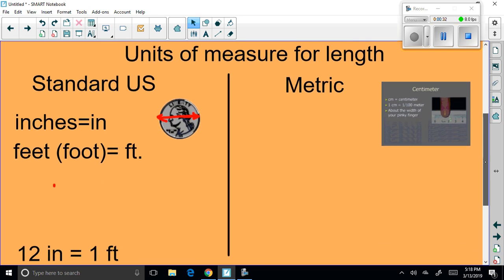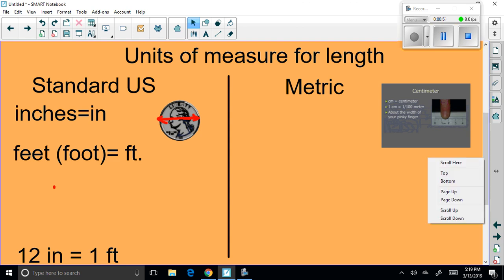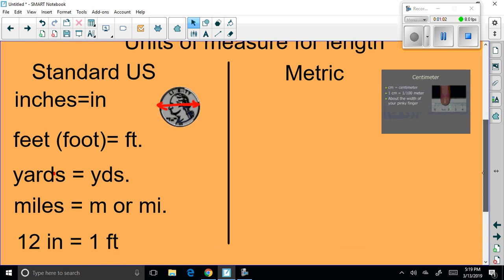So units of measure for length. We can talk about standard US. We start off with the smallest, which are inches, abbreviated IN. An inch is about how big a quarter is from one side to the other. And then we have the next largest, which is a foot, abbreviated FT. And then we have even larger, which are yards. And then we have miles, abbreviated M or MI.